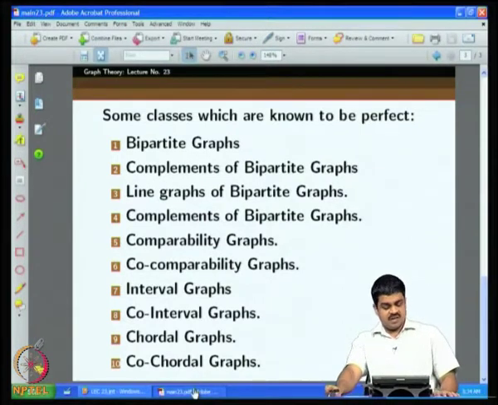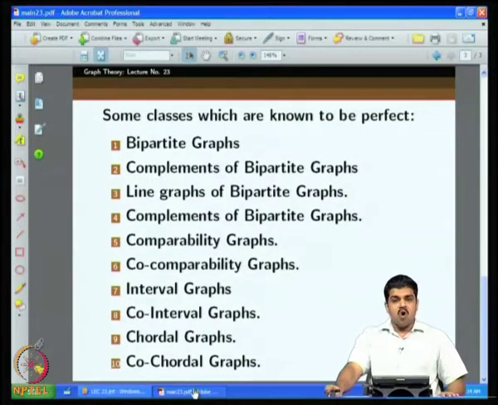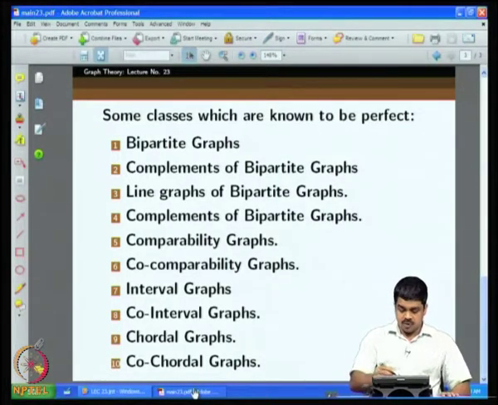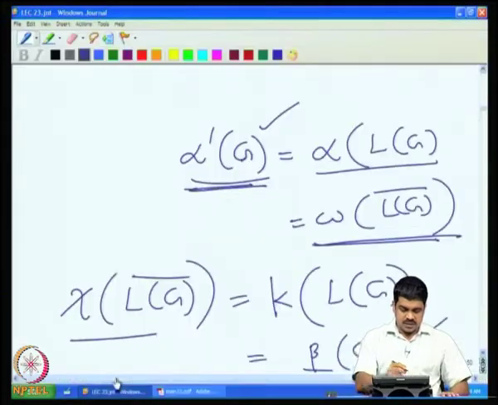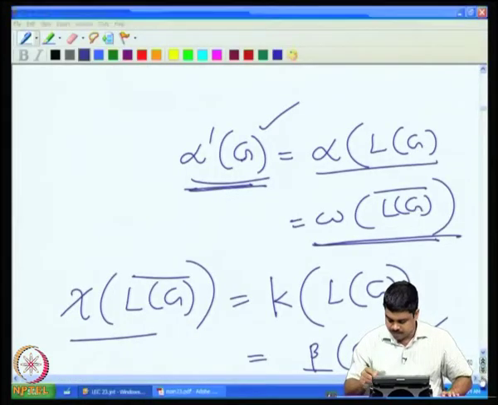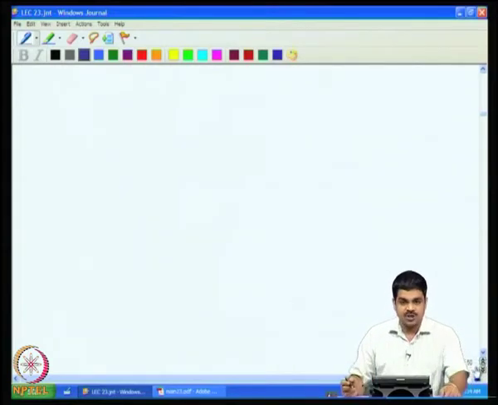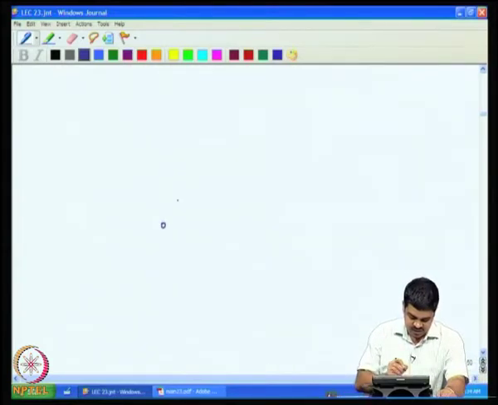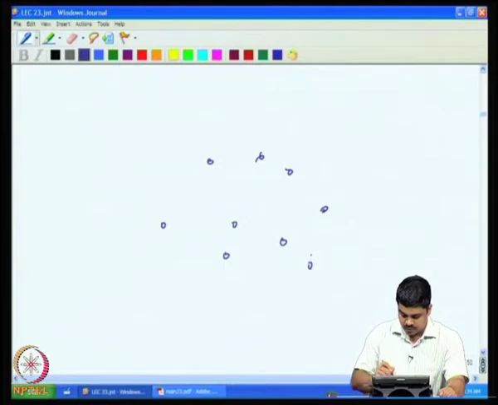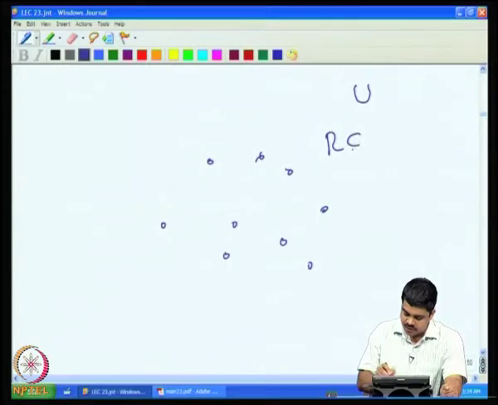Now, here is a different category, the so-called comparability graphs. So, what are comparability graphs? The comparability graphs are certain graphs defined from partial orders. You remember what a partial order is: there is a base set, a universe U, and some relation defined on the set. A relation is a subset of U cross U, a Cartesian product.